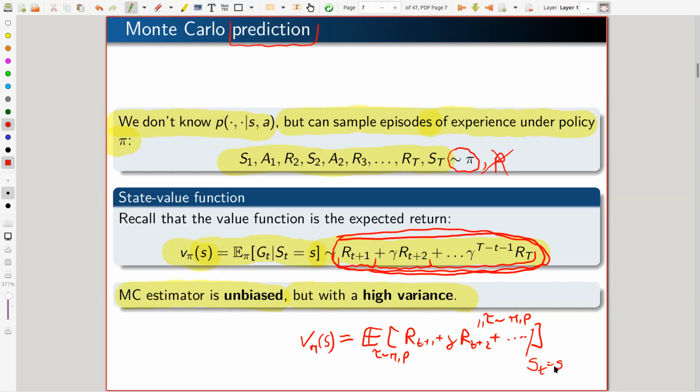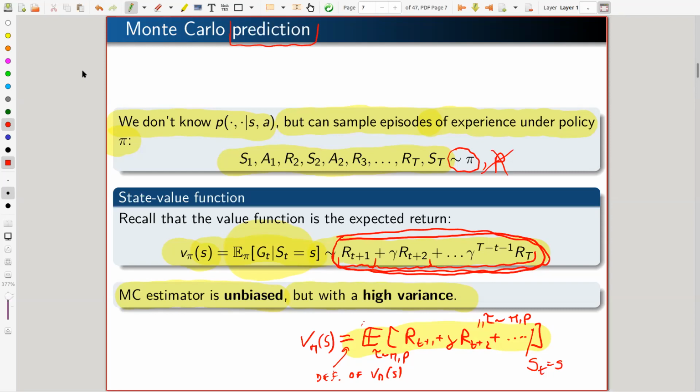And if you think about it, this is exactly the definition of the value of the state S. This thing here is exactly this one. Of course, we need the episode to terminate. The expected value of the estimator is exactly the value being estimated. This is the definition of an unbiased estimator. Okay, this is a good property.